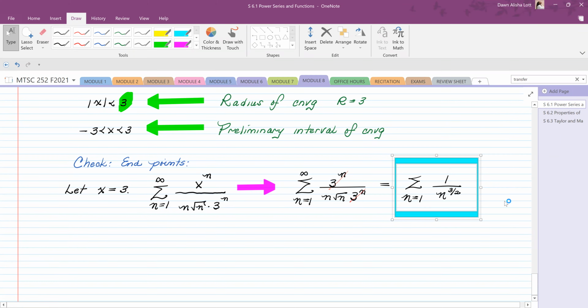Okay, do you recognize the type of series it is? I said P series. It is a P series. Good. Okay, so this is a P series, which converges or diverges for P equal to 3/2. So what does it do?